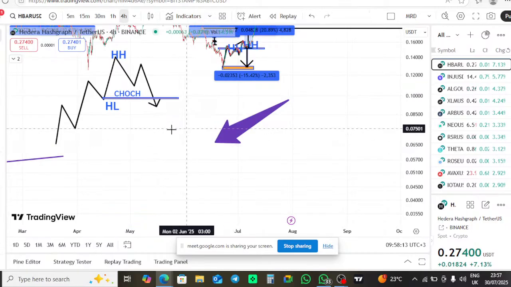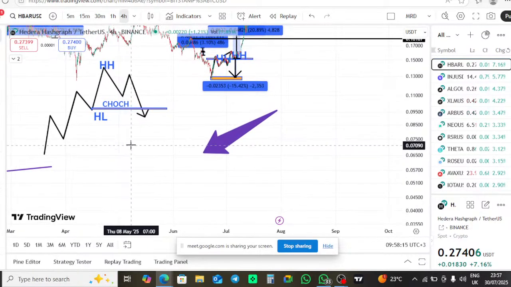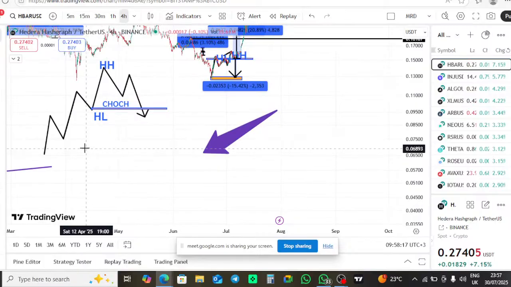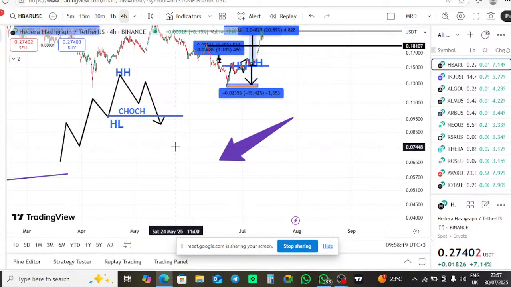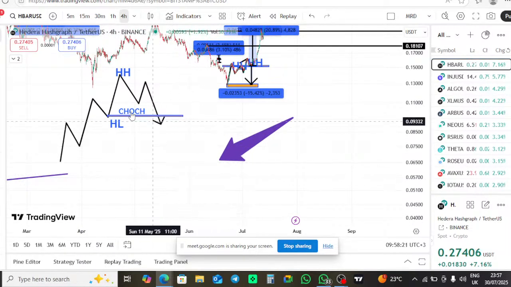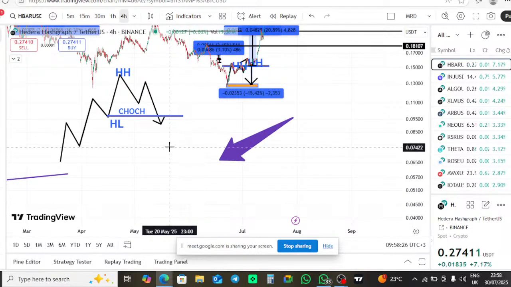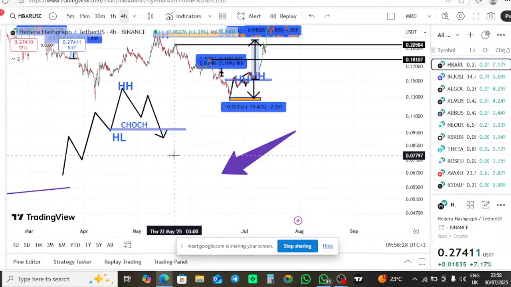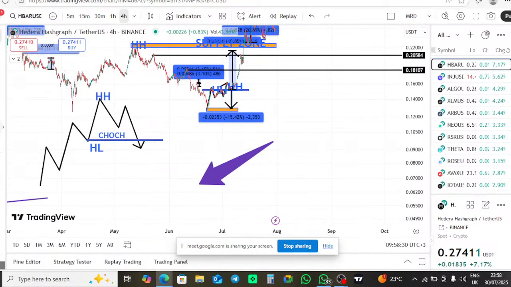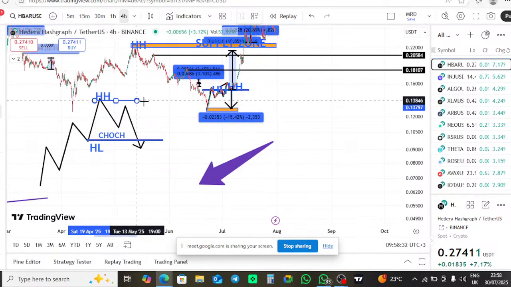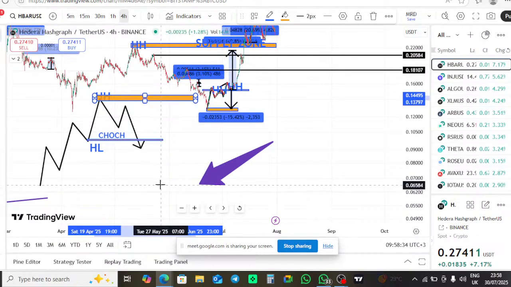Are we seeing the change of character now? Now where is the market going? Can I hear from you guys? Where is the market going after identifying that change of character? It's going down. It is going downward. And now this one at the top, it is where we have supply.